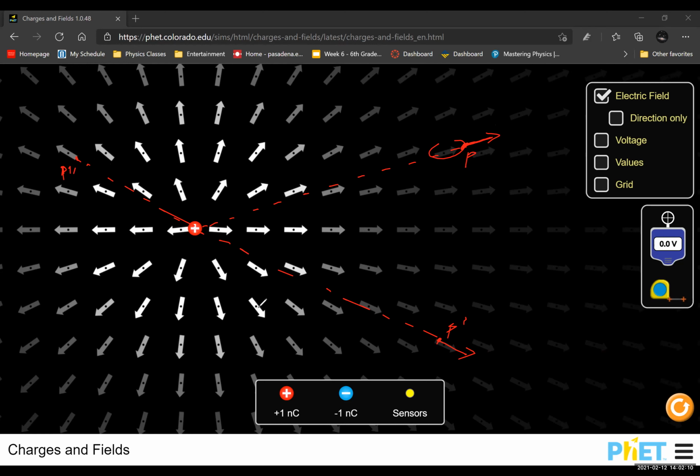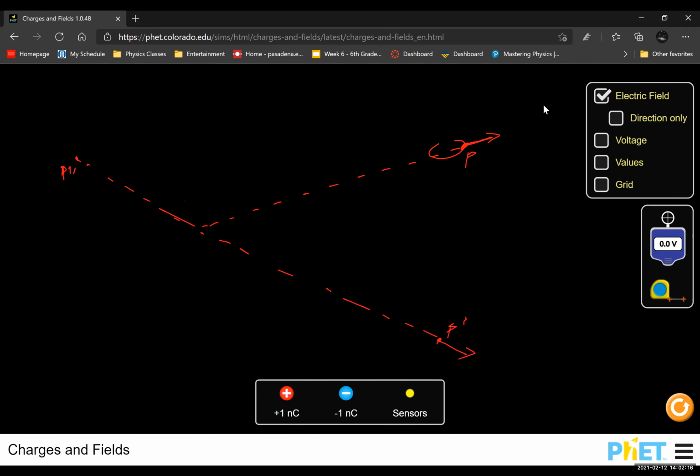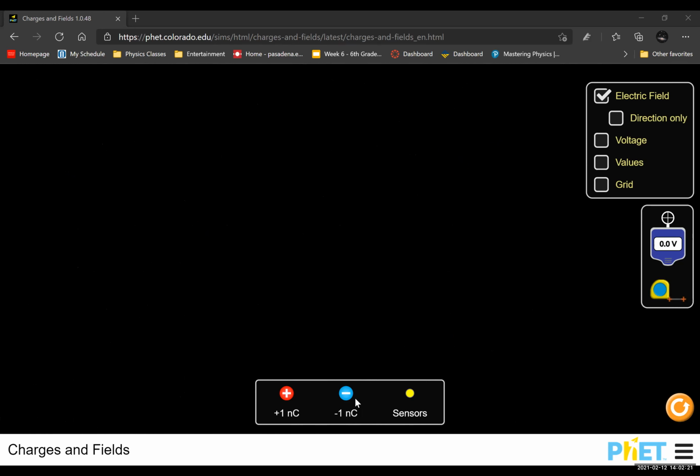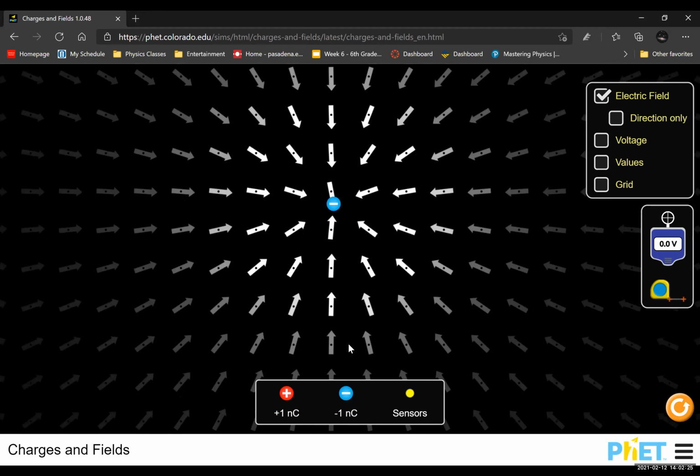Okay. Now, what happens if we have a negative charge? Well, let's see what happens. So I'm going to reset. I'm going to clean this board. Now let's look at what happens if I put a negative one. All right, so here's a negative. Same effect. It right away affects the entire space. But this time the electric field is pointing radially toward the charge. That's one difference you can see, right? It is pointing toward the charge rather than away from the charge.